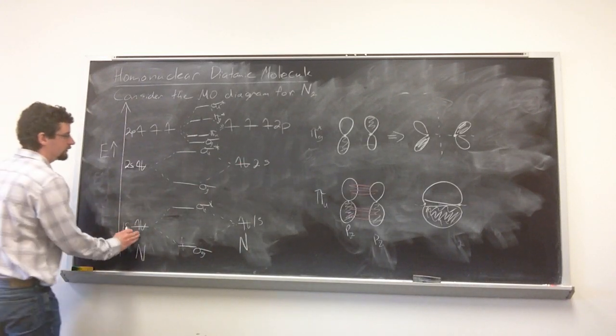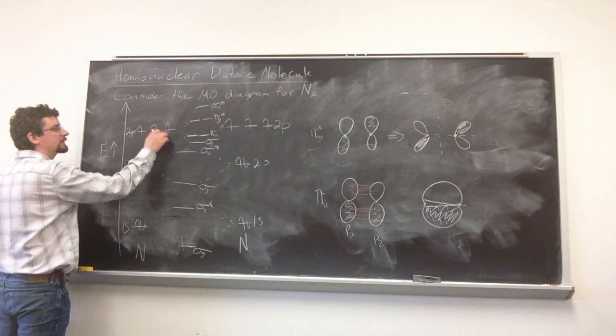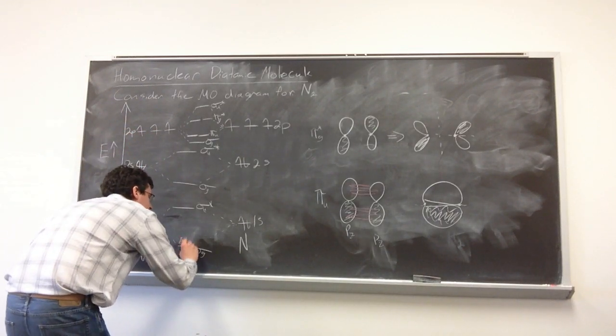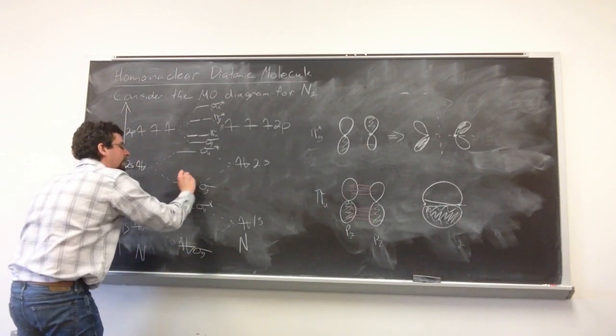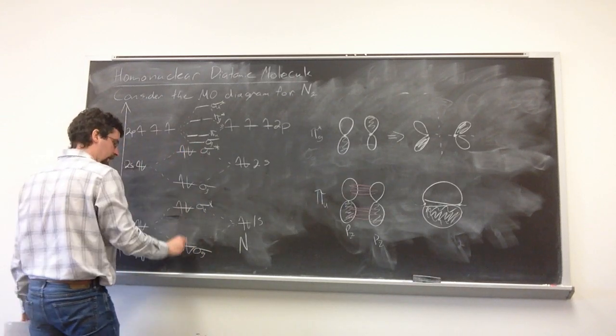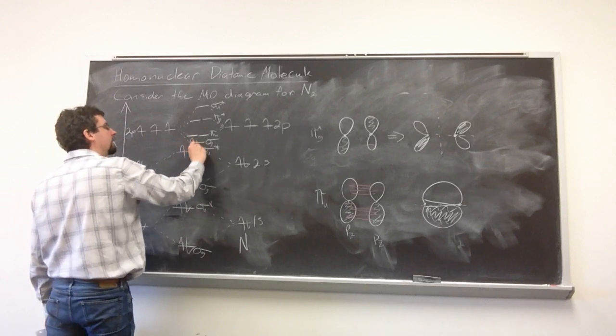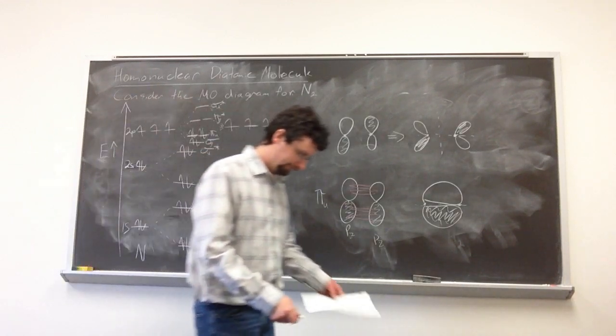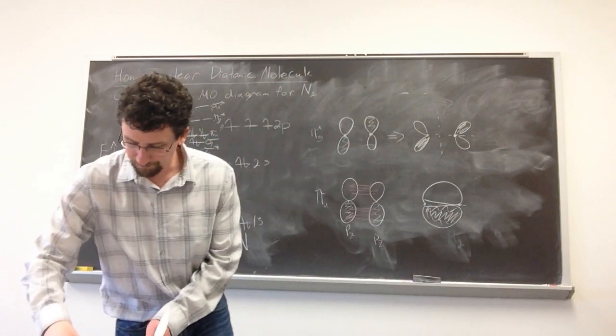Now, we have a total of 2, 4, 5, 6, 7, 14 electrons in total. Let's start to fill this. We start with the lowest energy molecular orbital and work our way up. So we got a total of 8 right now, 10, 11, 12, 13, 14. Okay.